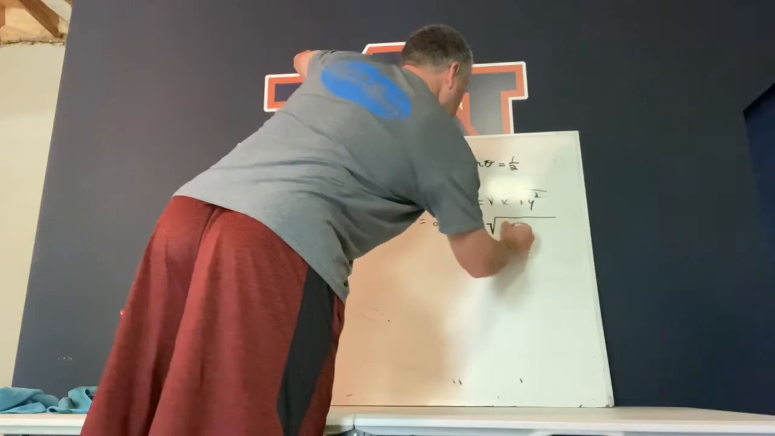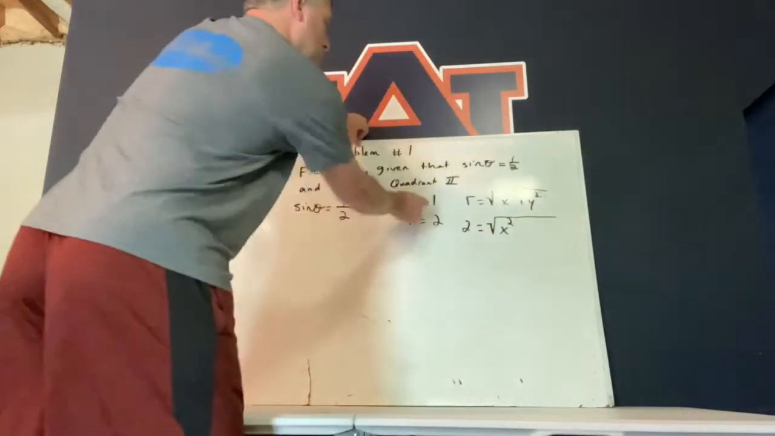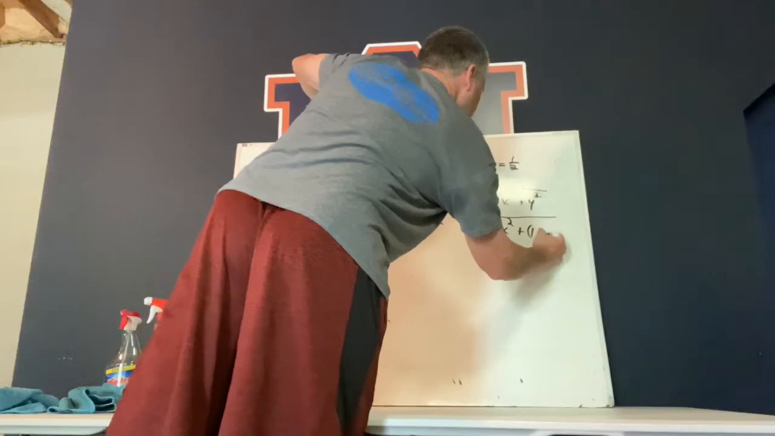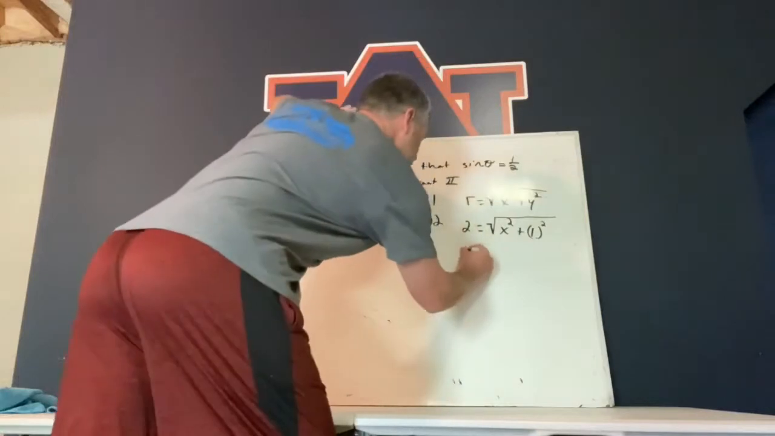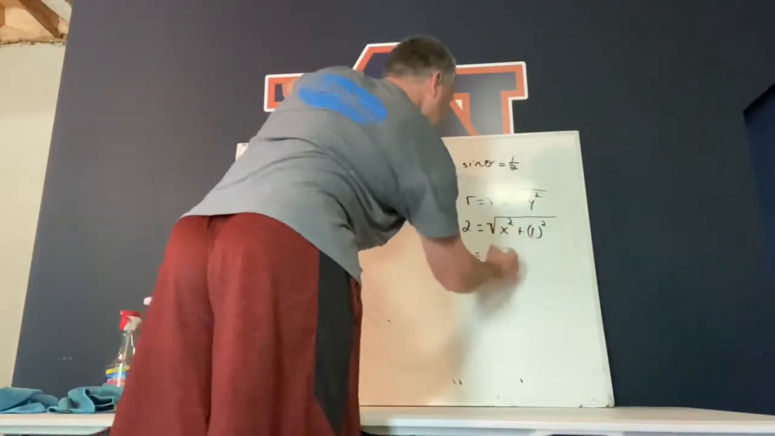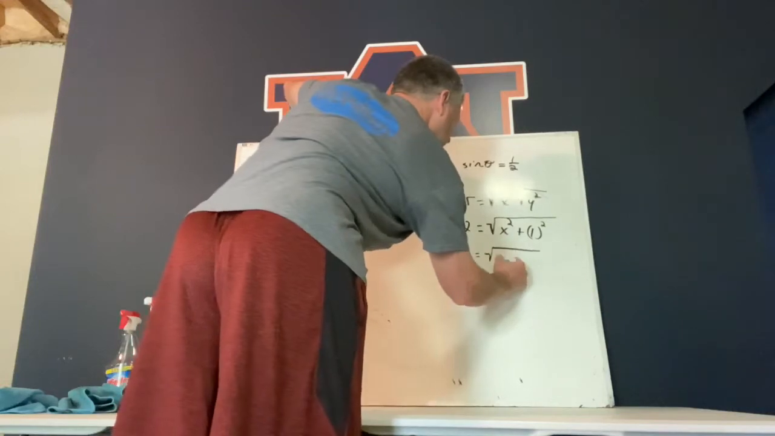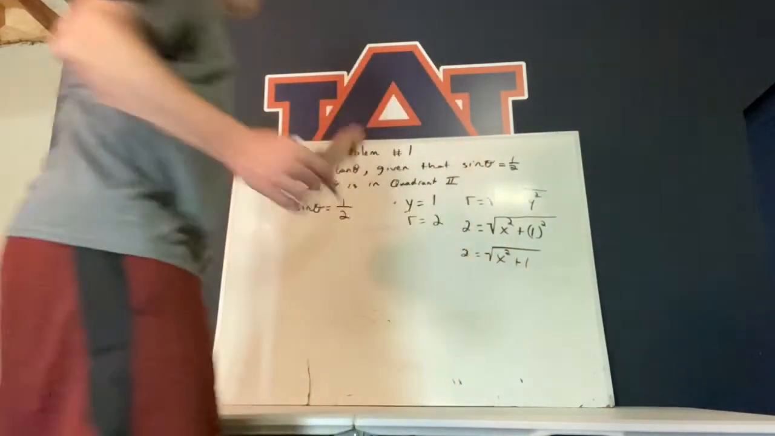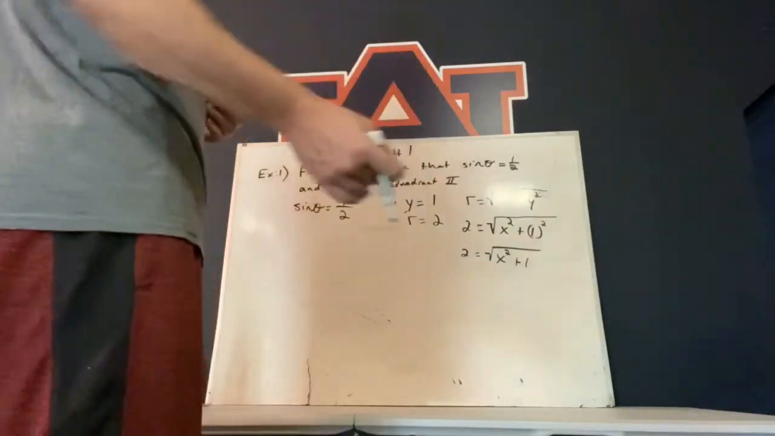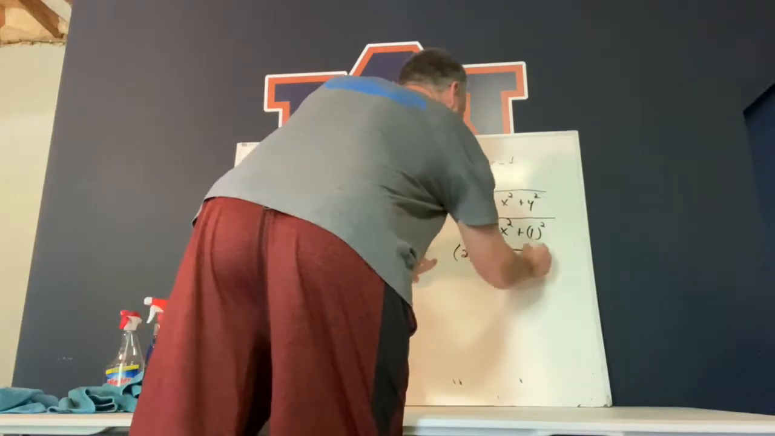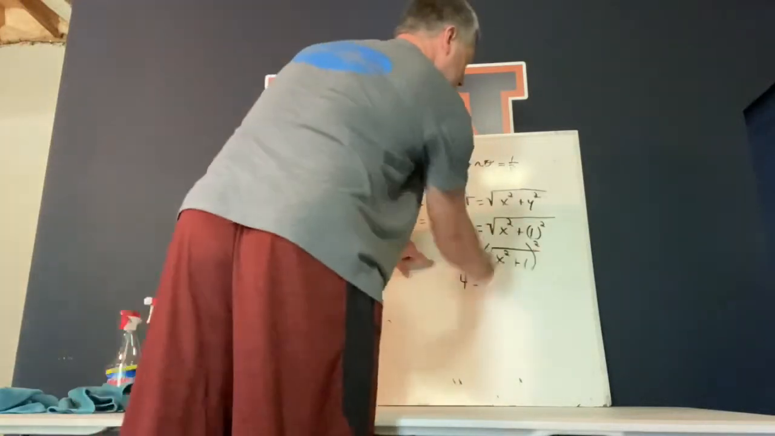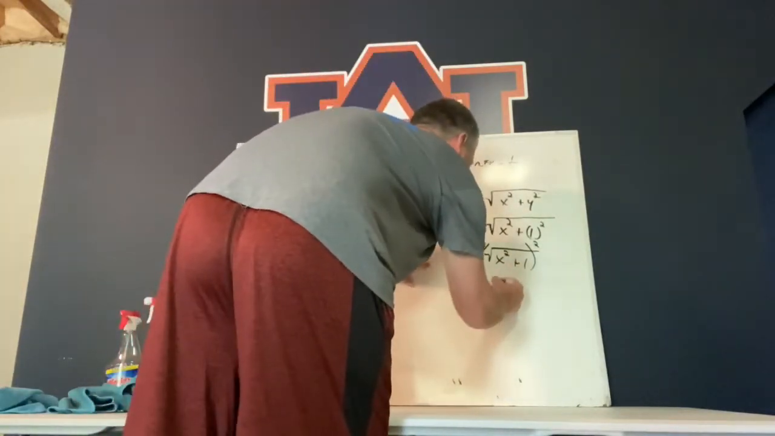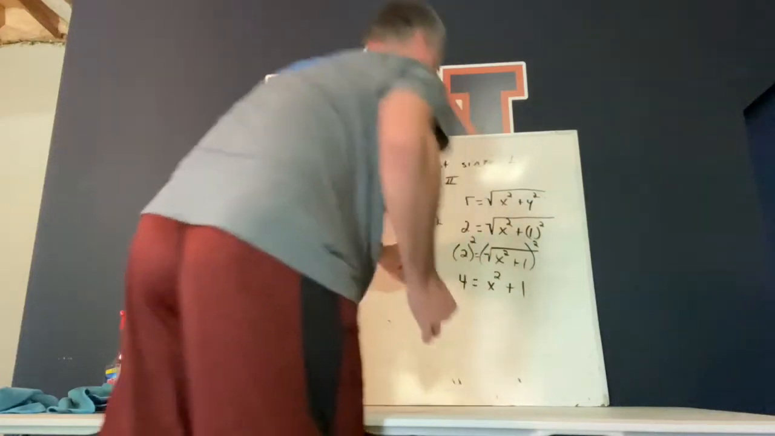X is, I don't know. Y is equal to 1, so that's plus 1 squared. Okay? So let's do our math here. So this is 2 is equal to the square root of x squared plus 1. All right? Now, to find x, we need to square both sides. So when we square both sides, we get 4 over here. Over here, it just gets rid of the square root, so we get x squared plus 1.